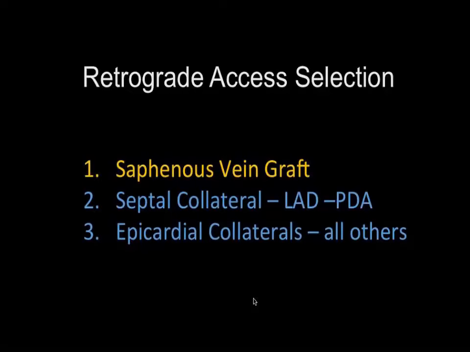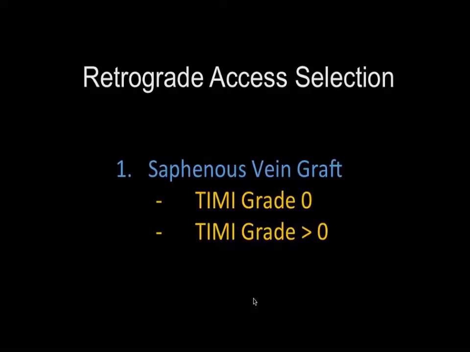I've moved those up to the top on my list as far as strategies that I would go with. And so we typically, and I honestly don't much care whether they're TIMI grade 0 or not. If they're completely occluded, that's one issue, but if they're not completely occluded, you still have a very good chance of being able to utilize the graft as your retrograde conduit.